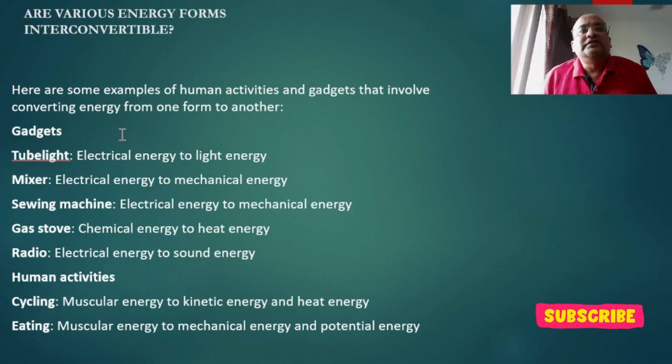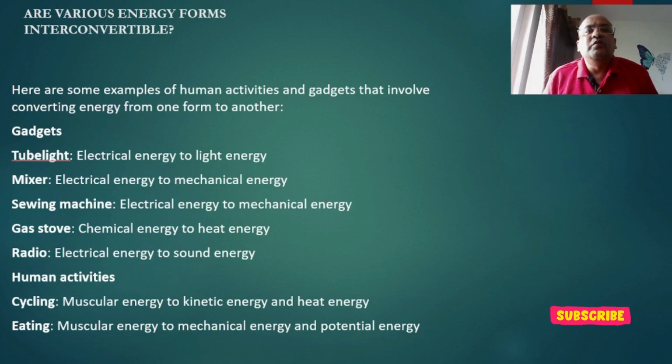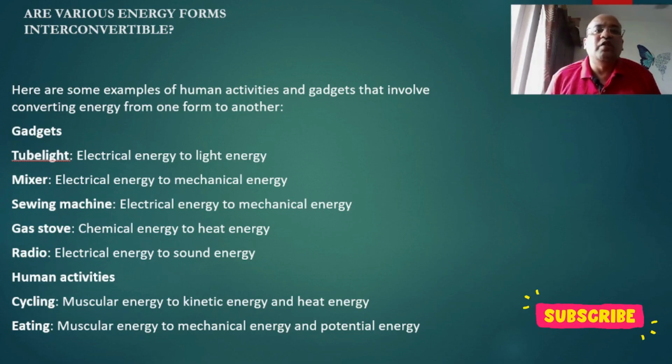Now let's see, are various energy forms interconvertible? Can we convert these energies? Let's see a few examples of the human activity and the gadgets which are involved in converting one energy form into another form.